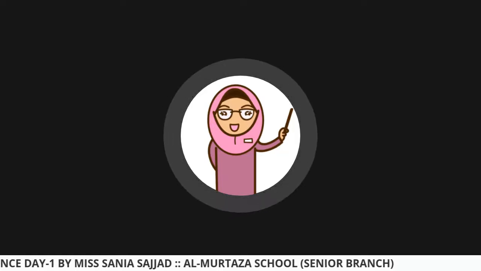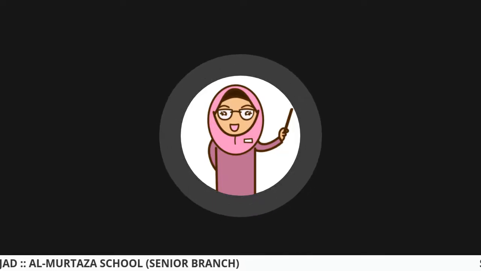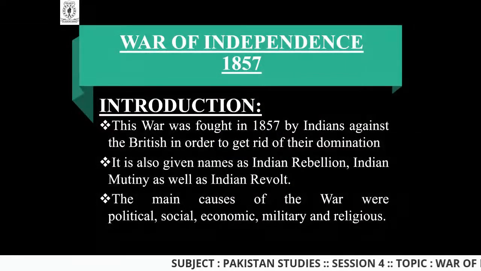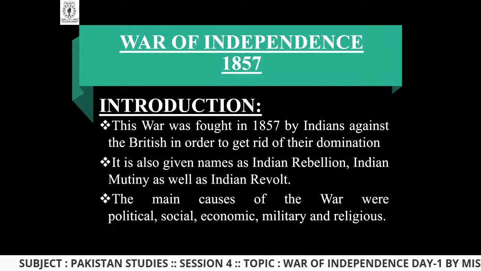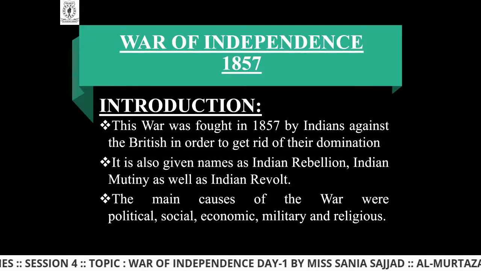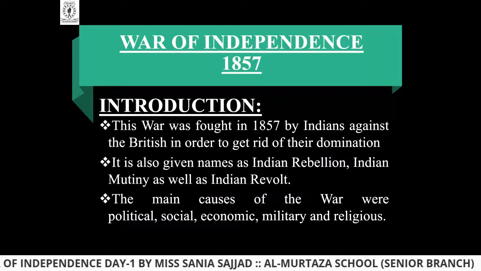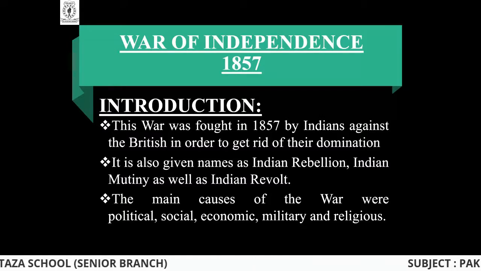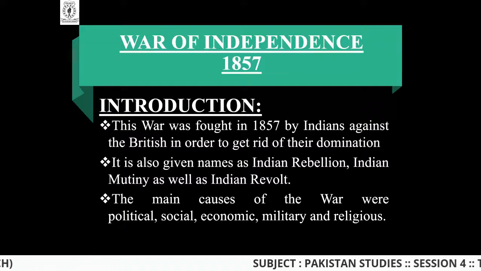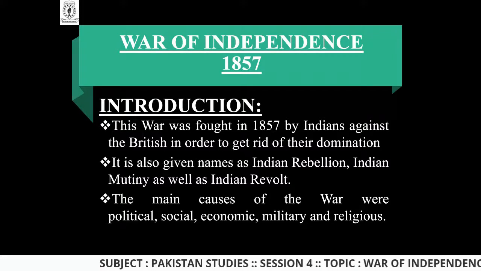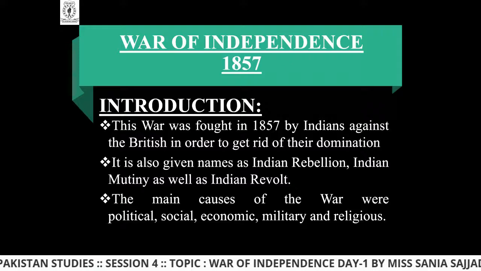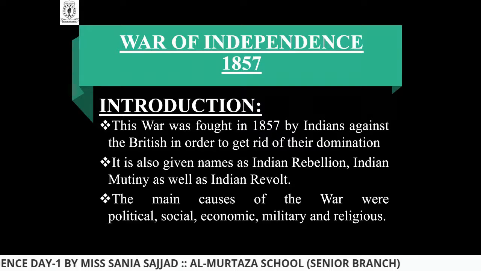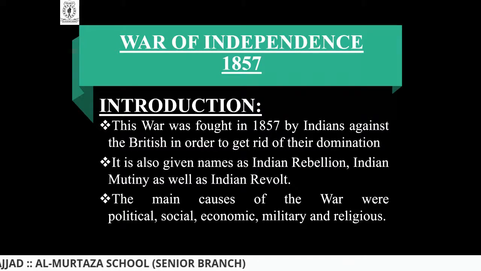Now, as you can see in this slide, War of Independence 1857, the introduction says that this war was fought in 1857 by Indians against the British in order to get rid of their domination. The major reason they fought was that they wanted another nation, to practice their norms and values separately and independently. The first reason was that they were demanding another land from the British.